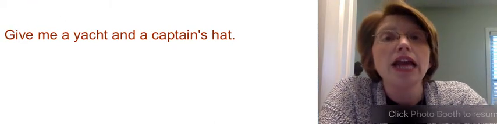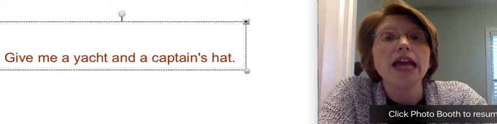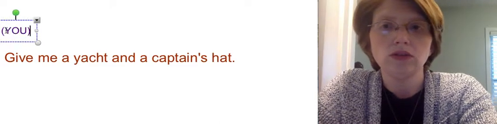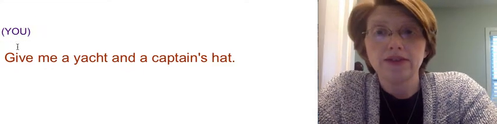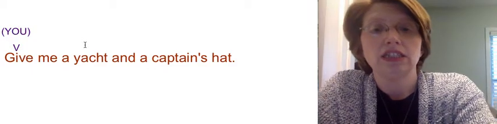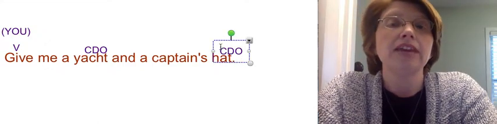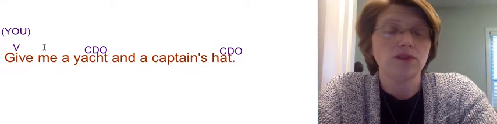Give me a yacht and a captain's hat. I'm going to bump this down just. Who give me a yacht and a captain's hat? You, understood subject pronoun. What is being said about you? You give, verb. Give what? Yacht and hat. Compound direct object. Give yacht and hat to whom? Me. Indirect object.